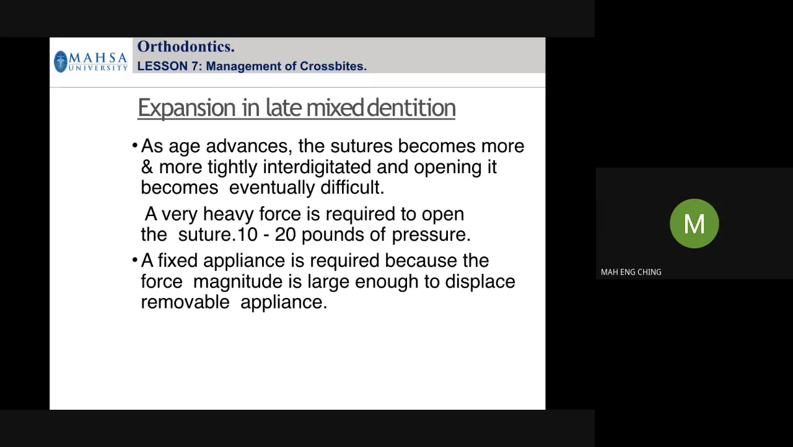If you want to move the teeth, we are talking about 35 to 120. With extraoral appliances, face mask, headgear, we are talking about maybe 300 gram, 400 gram, 600 gram. But if you want to split the suture, we are talking about 1,000 gram or more, which is quite a heavy force. So usually a fixed appliance is required, because the force magnitude is large enough to displace a removable appliance. If not fixed, whenever you activate so heavily, the appliance might be dislodged from the mouth. So you need something fixed on the tooth.